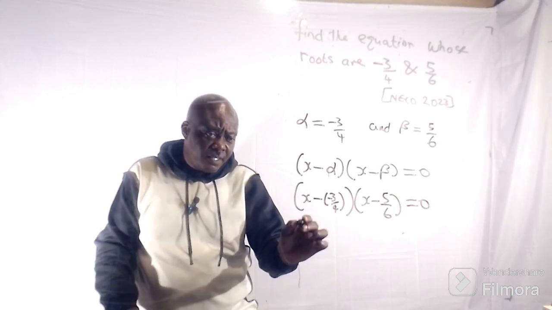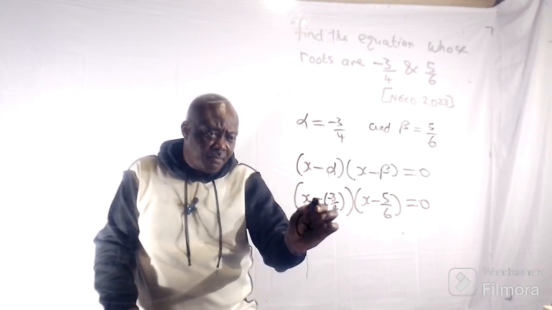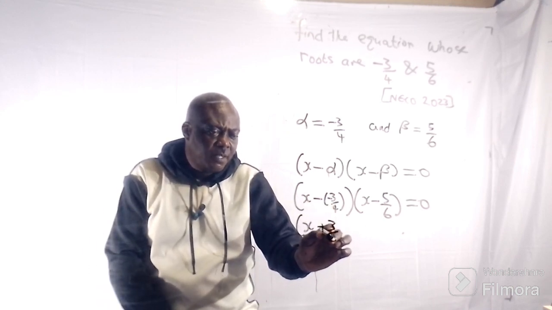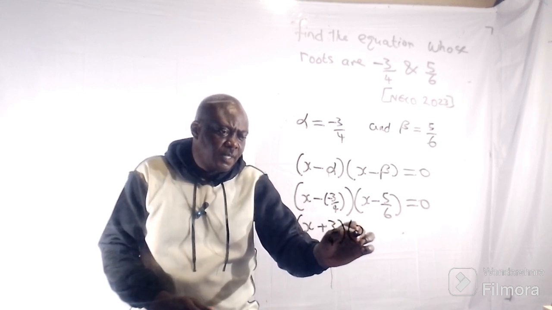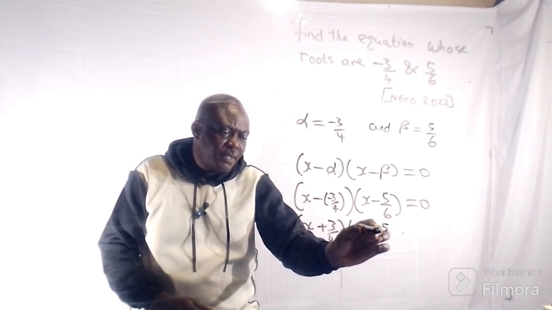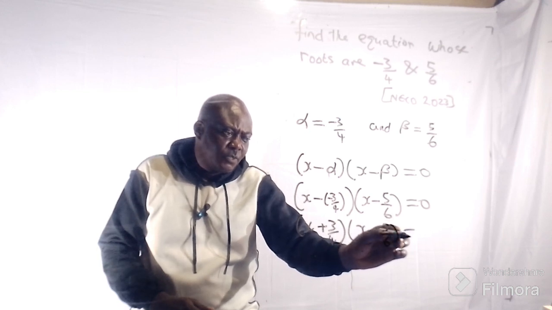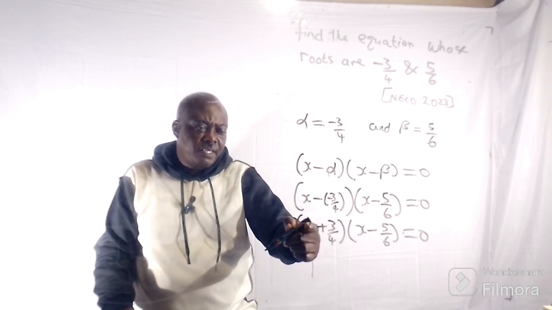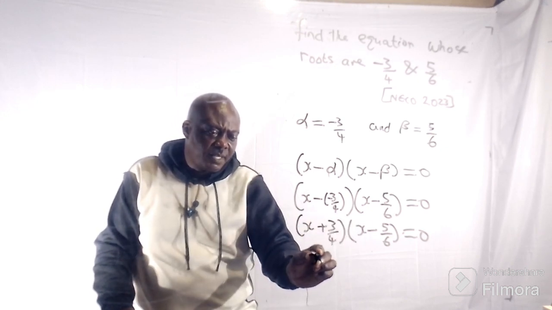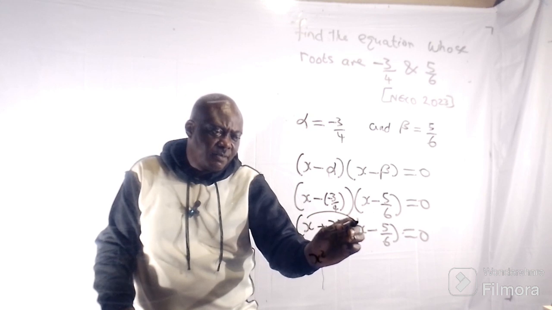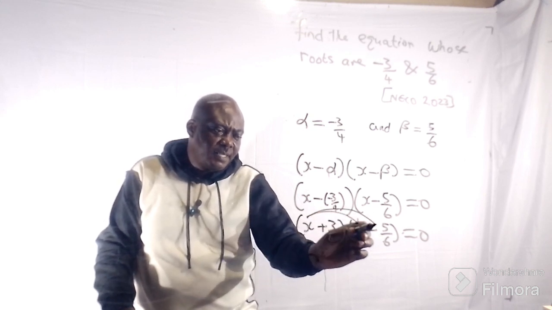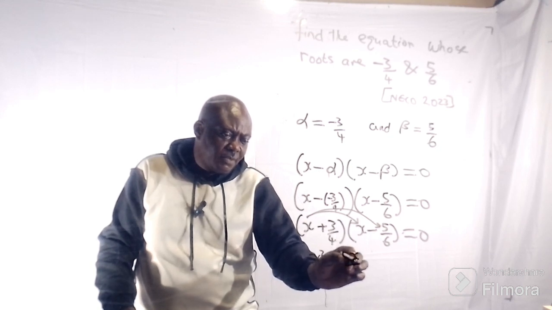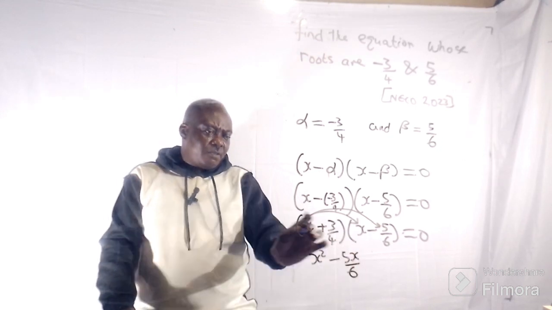You now simplify further. So here we have x, minus times minus is plus. So you have (x plus 3 over 4) into (x minus 5 over 6) equals 0. So you now clear these brackets. You multiply x by x, so you have x squared. This by this gives you minus 5x over 6. You are done with this place now.